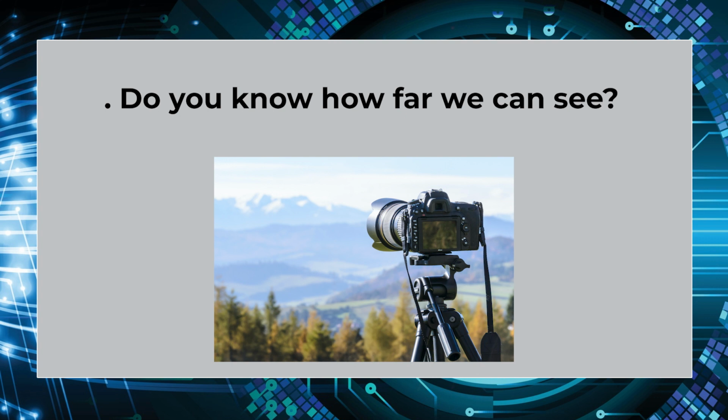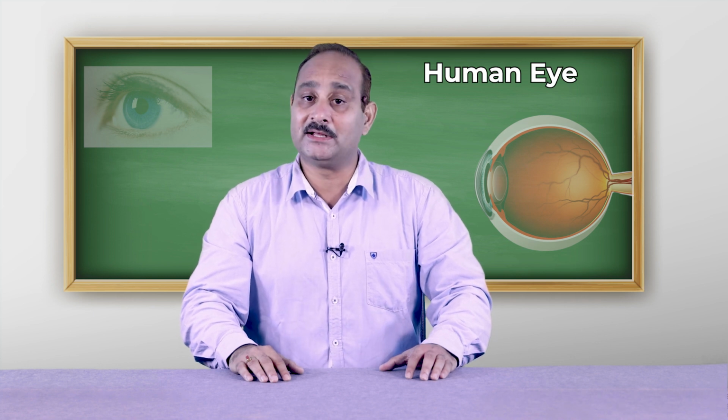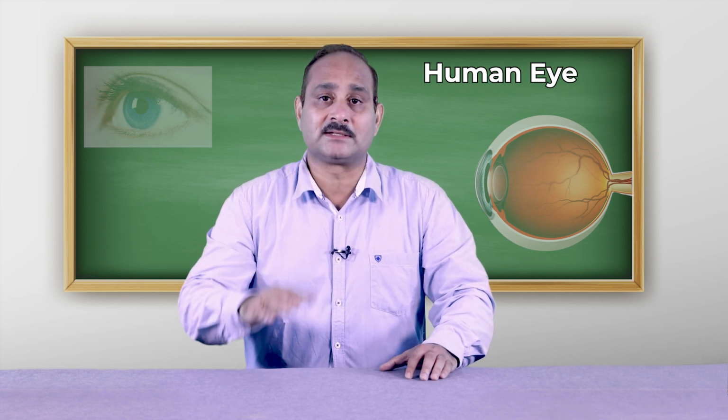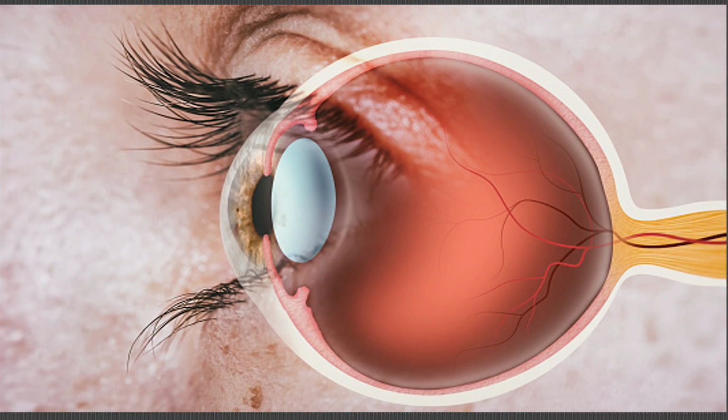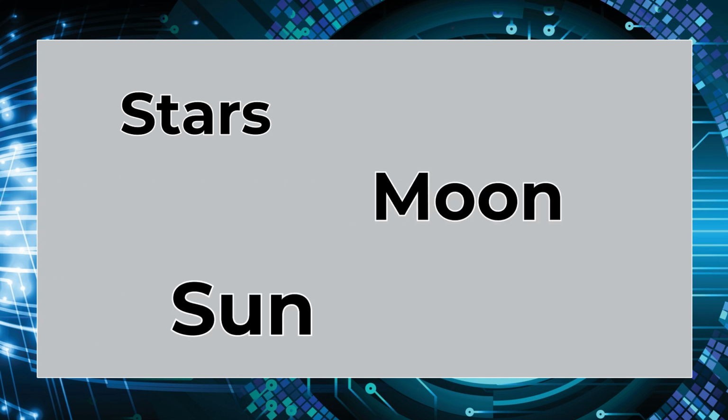Dear children, do you know how far we can see? Just think over it. Some of you might think up to a few centimeters or a few meters, but dear children, you may be surprised that I can see beyond 15 crore kilometers. My dear children, not only me, you can also see beyond 15 crore kilometers. We have no limit, because we can see stars, moon, sun, etc.